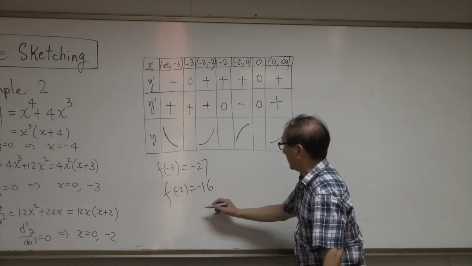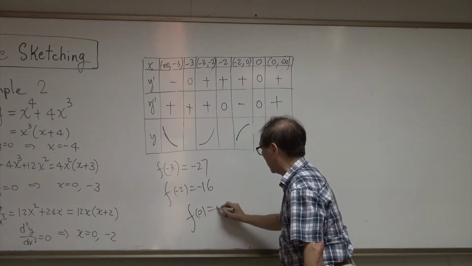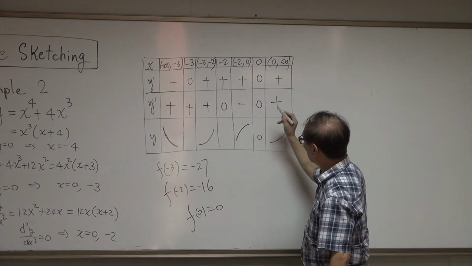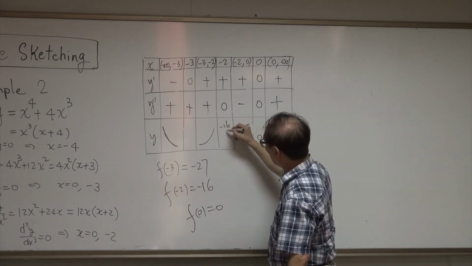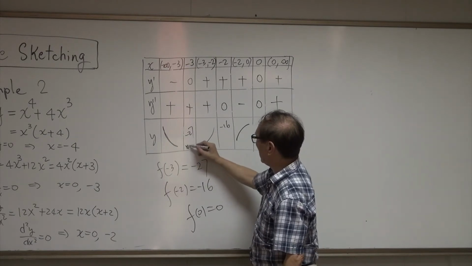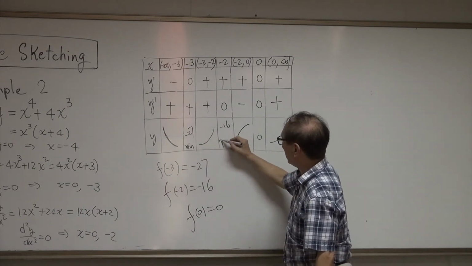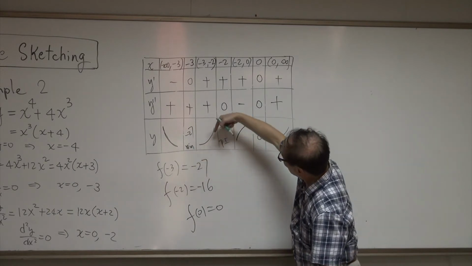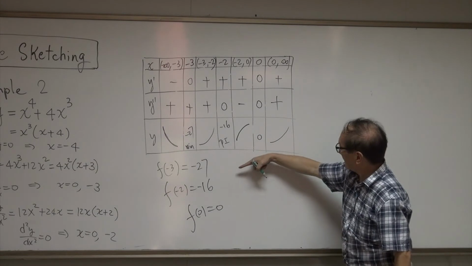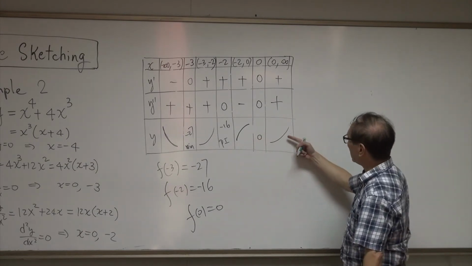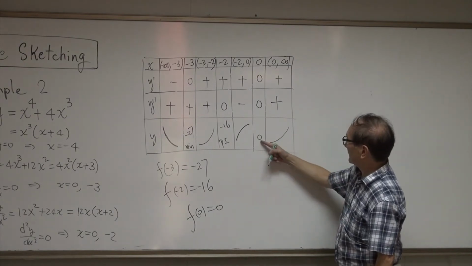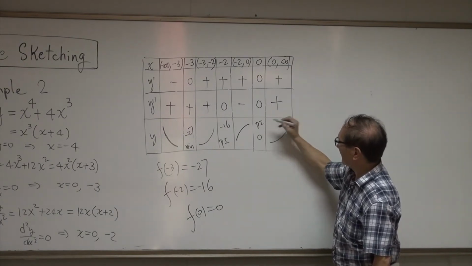And plug 0 here. f of 0 is 0. This is 0. This is minus 16. And this is minus 27. And obviously this is a minimum. Obviously this is a point of inflection. Right? It increases this way and increases that way. And this point of inflection. And here, increasing and increasing again, but a different way of increasing. This is a point of inflection. This is a point of inflection.